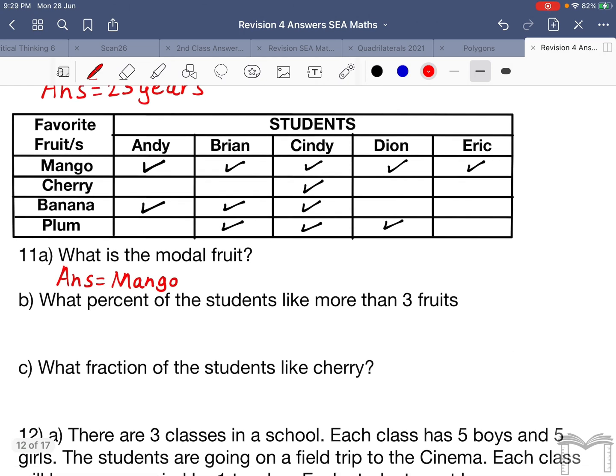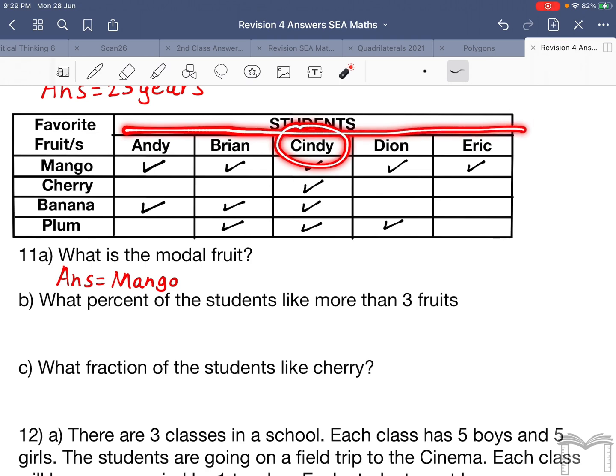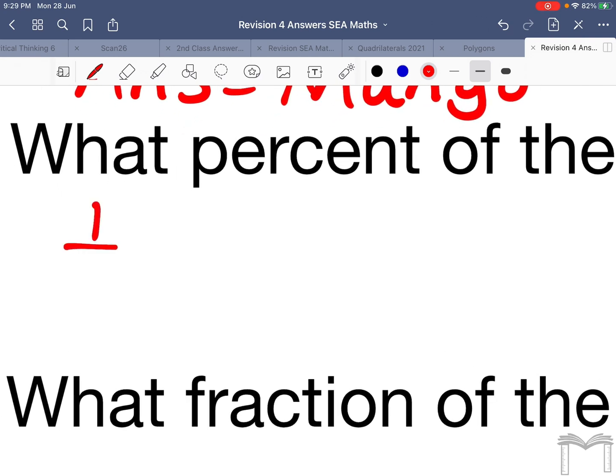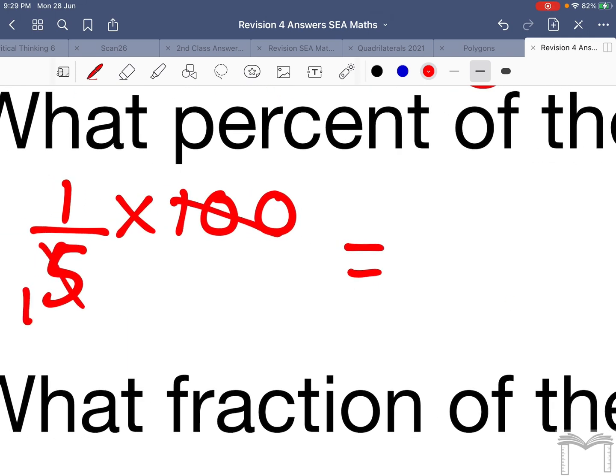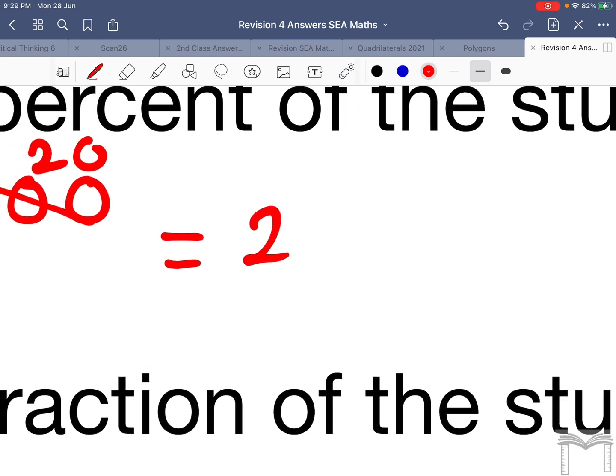What percent of the students like more than 3 fruits? So more than 3 will be 4 or more. We only have 4 fruits, so we have to check the persons who like 4 fruits. So it's only Cindy. Only Cindy likes more than 3 fruits. So that's 1 person out of 5 persons. So that's 1/5. And what percent is 1/5? Well, we can simply multiply 1/5 by 100 to make that fraction into a percent. 5 into 5, 1. 5 into 100 is 20. So that's 20% of the students.